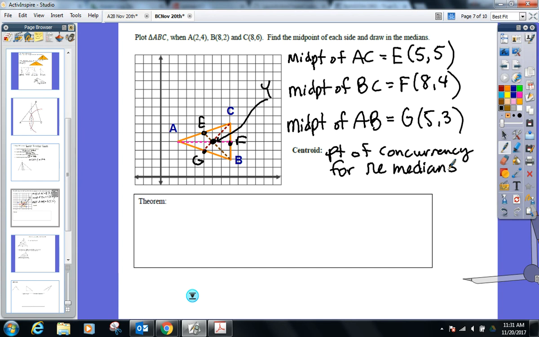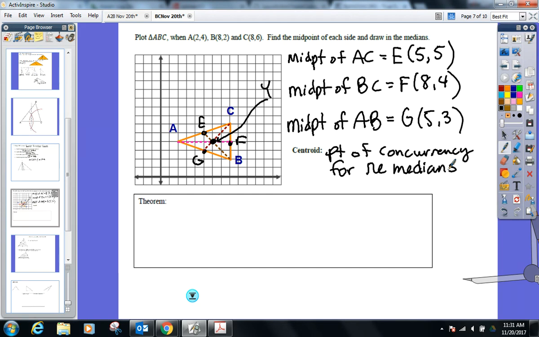What's so special about it? Here we go. What's so special about the centroid? Ready? I'll tell you and then we'll write it down. It breaks every median up into a ratio of 2 to 1. I know that may not make sense right now, but it breaks every median up in a ratio of 2 to 1.